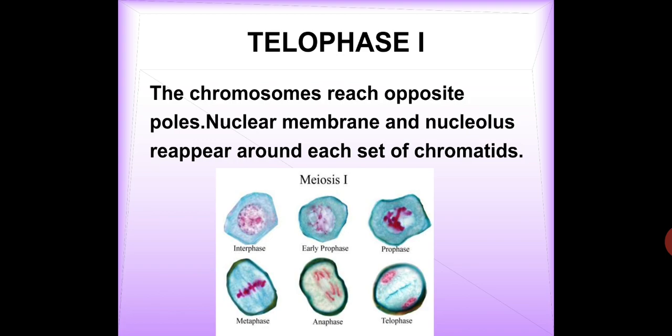Telophase 1: chromosomes reach opposite poles. Nuclear membrane and nucleolus reappear around each set of chromatids. Point to remember, nuclear membrane and nucleolus reappear around each set of chromatids.